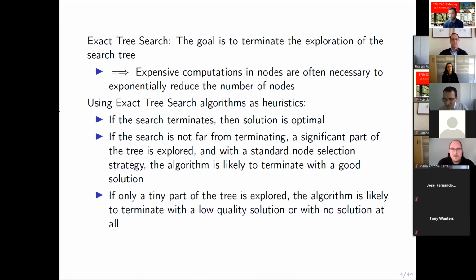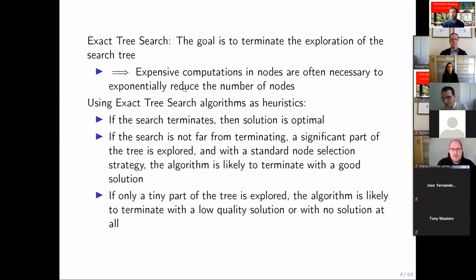So a few words about exact tree search, because we are in operations research very familiar with these algorithms. In this case, the goal is to terminate the exploration of the search tree. And therefore, it's often necessary to do expensive computations in nodes, like computing relaxations, computing column generations, because it will exponentially reduce the number of nodes that we need to explore.